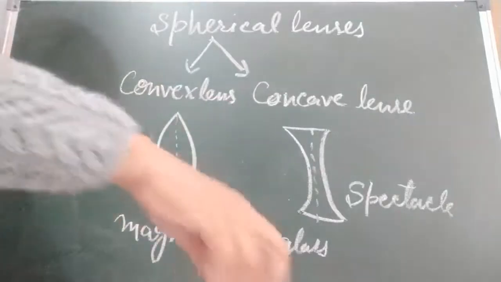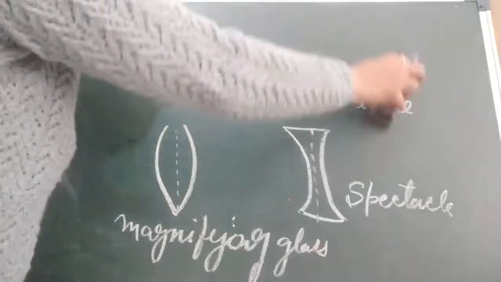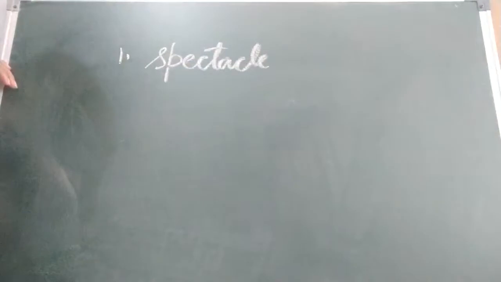Now, children, we are going to discuss the uses of lenses. Here the ray diagrams we will not discuss. In class 8th you will study about the ray diagrams. Uses of lenses. First, both concave and convex lenses are used in spectacles to correct the vision, to correct eyesight. Second, convex lenses are used as reading glasses, while concave lenses are used to correct short-sightedness.